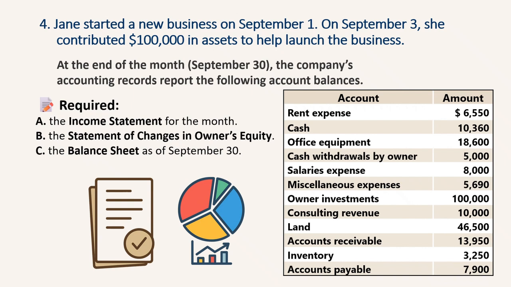Your task is to use this data to prepare 3 basic financial statements. A. The income statement to summarize revenues and expenses. B. The statement of changes in owner's equity to reflect capital contributions and withdrawals. C. And the balance sheet to show the company's financial position at the end of September.